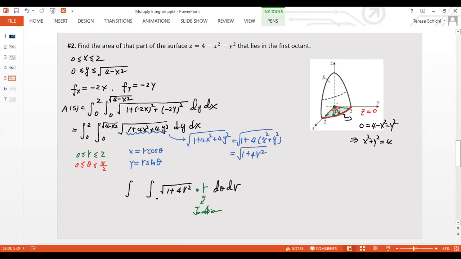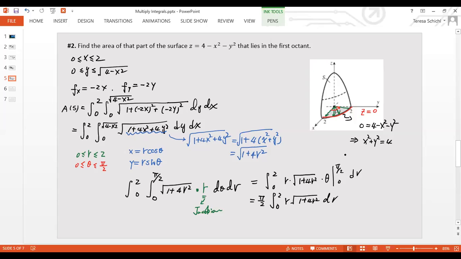And what is theta here? Theta is from 0 to pi over 2. And what is r? It is from 0 to 2. So in the first integration, there is no theta, so r is a constant. It will just be theta from 0 to pi over 2, so you can move the pi over 2 out, and then 0 to 2, r times 1 plus 4r squared dr, right?